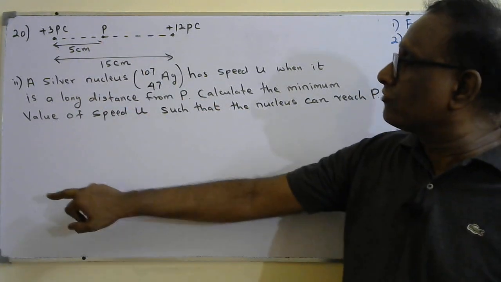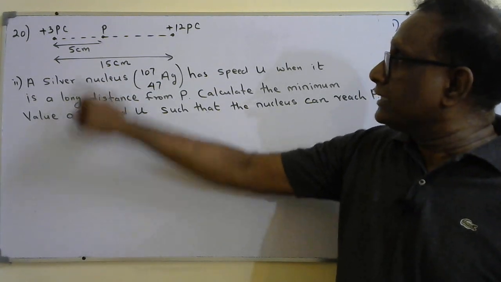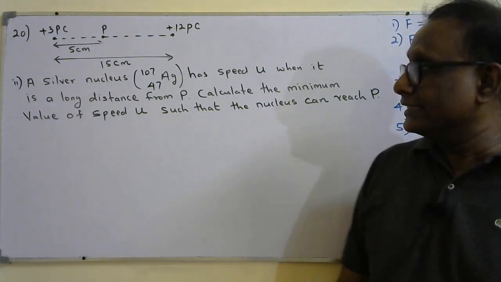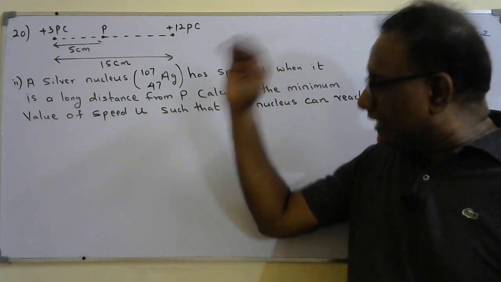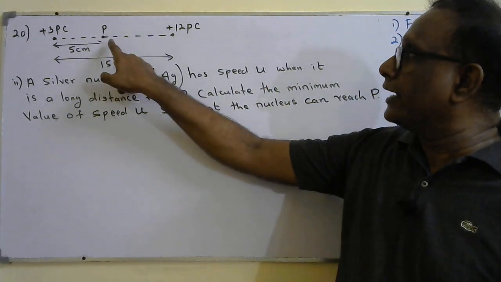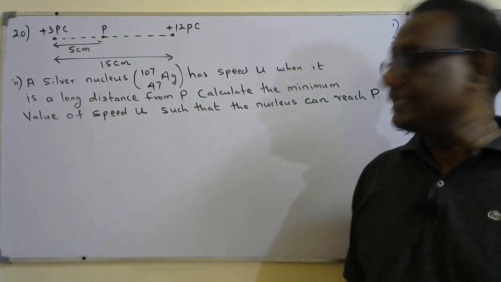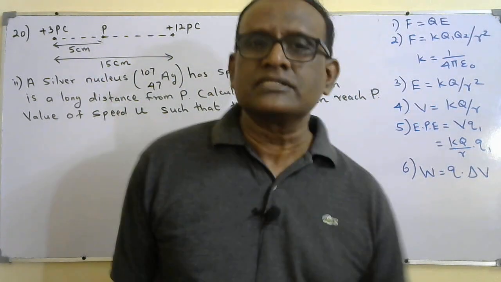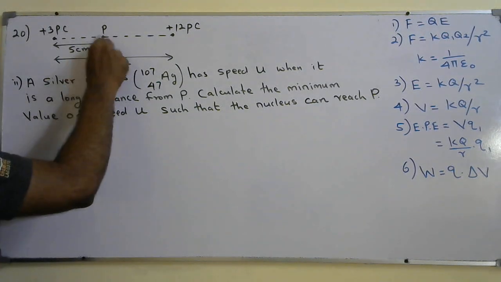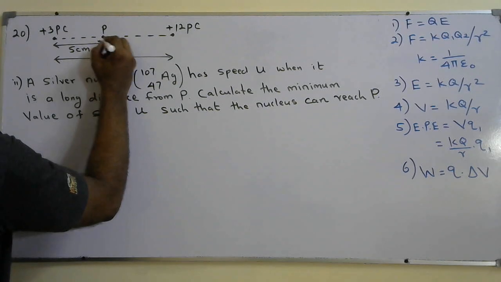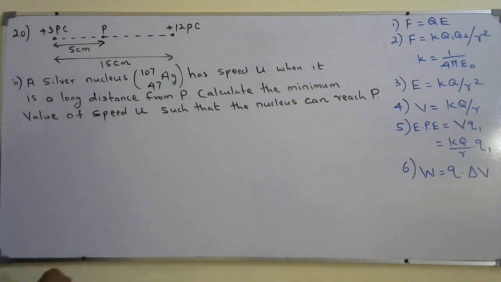when it moves, it's moving from a point with lower potential to higher potential, the silver nucleus is going to lose kinetic energy. So minimum value of initial kinetic energy such that it reaches the P means when it reaches the P, its kinetic energy becomes equal to 0. So simple. We know the electric potential at P. We already found it in the first one, which is 1.62 volt.